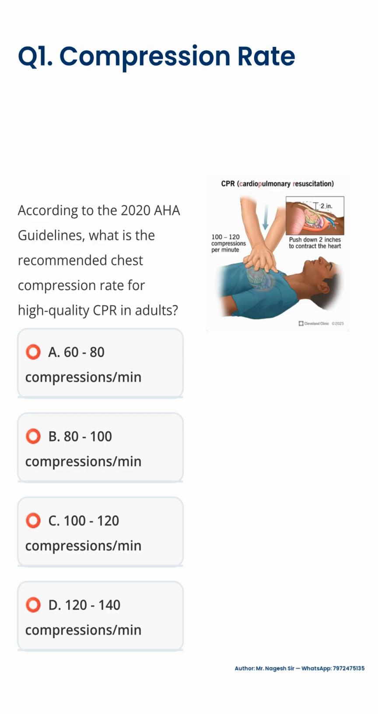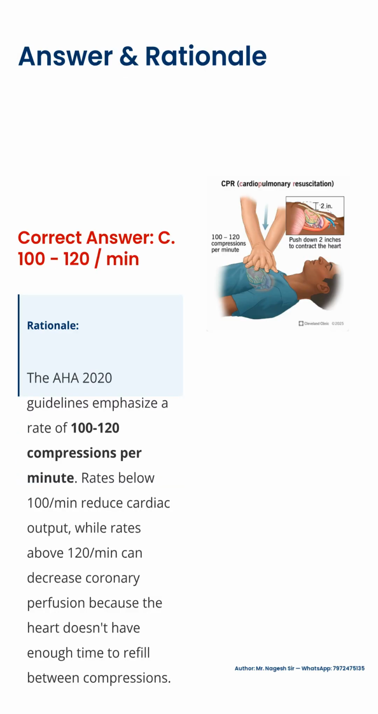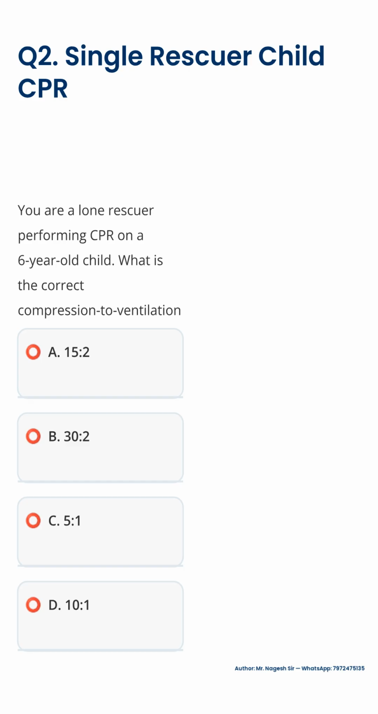Question 1 addresses the compression rate. According to the 2020 AHA guidelines, what is the recommended chest compression rate for high-quality CPR in adults? The correct answer is C, 100 to 120 compressions per minute. Rates below 100 reduce cardiac output, while rates above 120 can decrease coronary perfusion because the heart does not have enough time to refill.